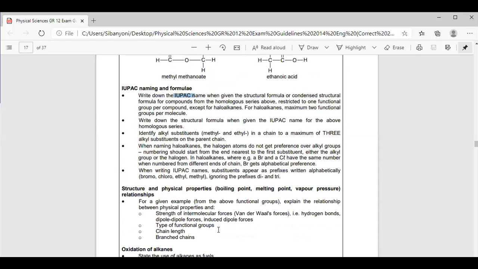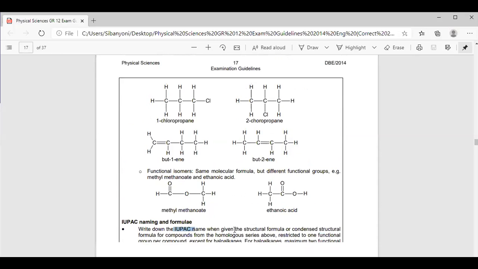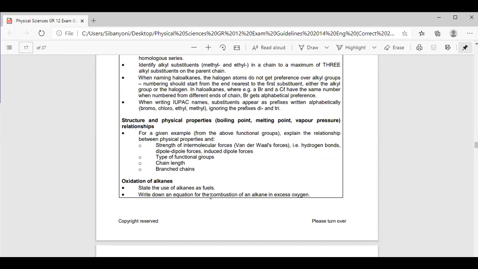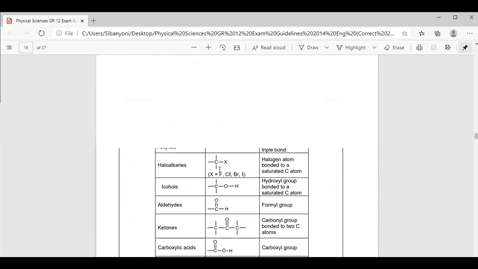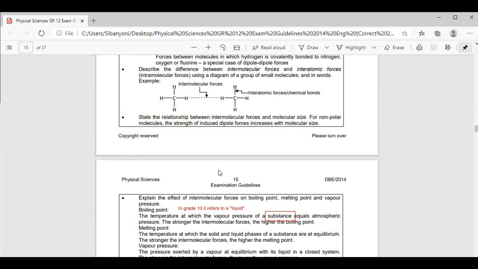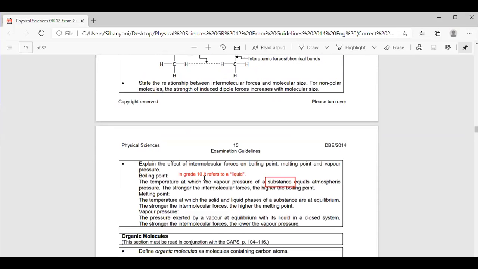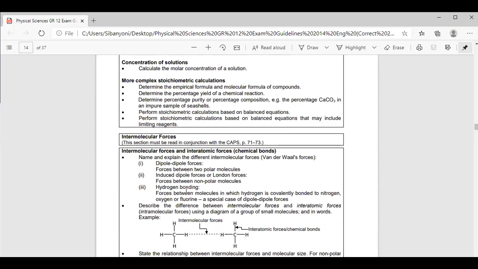Right. Then, my dear learners, we are also going to deal with the section on physical properties. Now, when we deal with physical properties, here we must know which physical properties we are actually going to look at. And the physical properties, my dear learners, that we are going to look at are these ones.